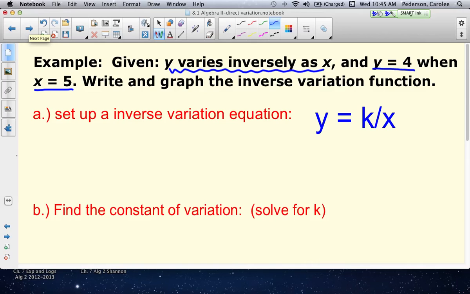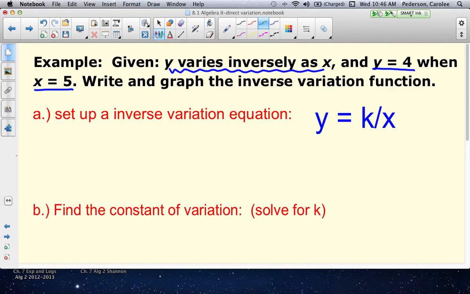So we'll do those same 3 steps, step A, B, and C. On the next video, we're going to do the word problem that will help you see why we have to know direct, inverse, and joint variation.